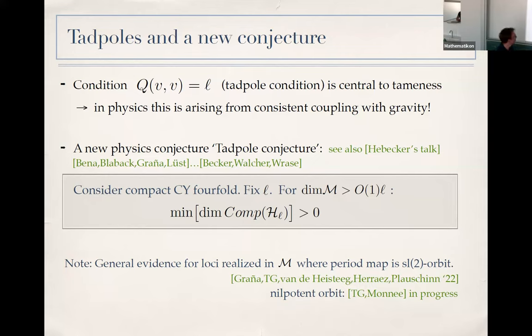Ah, I just pick an L. There's no condition. It just comes out. This is not a condition. The condition is that it's an asymptotic statement: the dimension of the base of the moduli space has to be sufficiently large compared to the number which comes out. So this is the non-trivial condition.